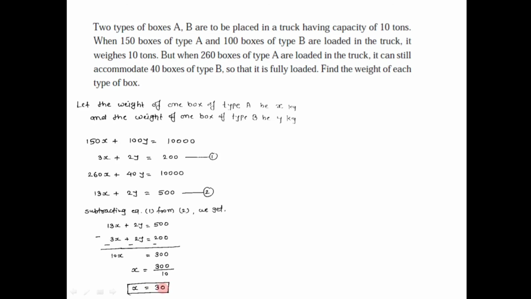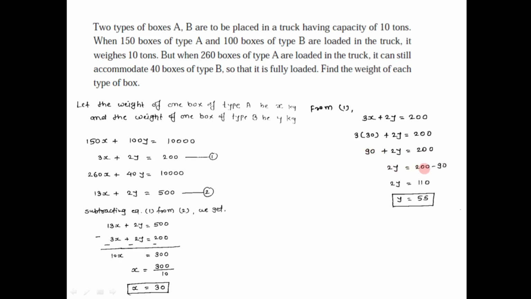From this one, we can find the value of the other variable. For that, we'll use equation number 1: 3x plus 2y is equal to 200. Here we got the value of x as 30, so we'll replace x by 30. That is 3 into 30 plus 2y is equal to 200. 30 into 3, that's 90, plus 2y is equal to 200. If you take 90 to the right hand side, 2y is equal to 200 minus 90, which is 110. Again, if we take 2 to the right hand side, it will be in the denominator. It is 110 divided by 2, that's 55. So the value of y is 55 and value of x is 30.